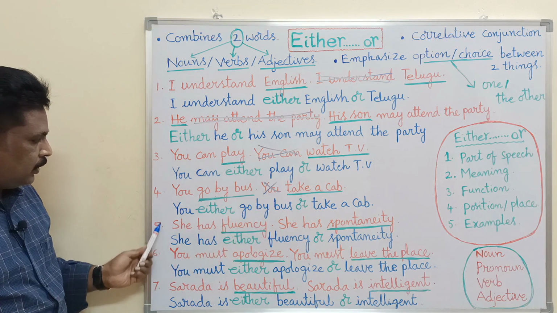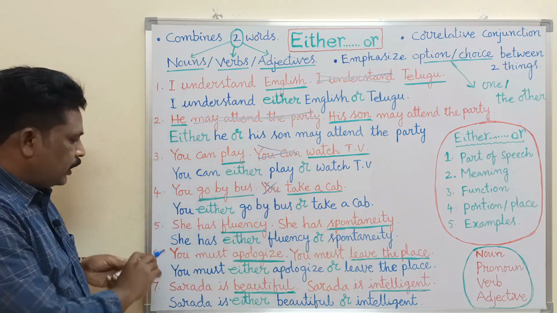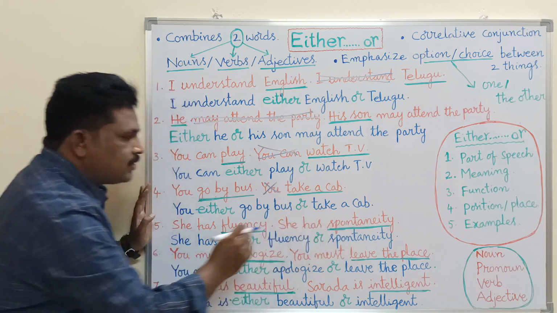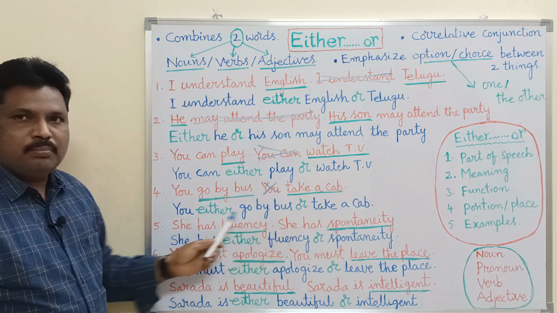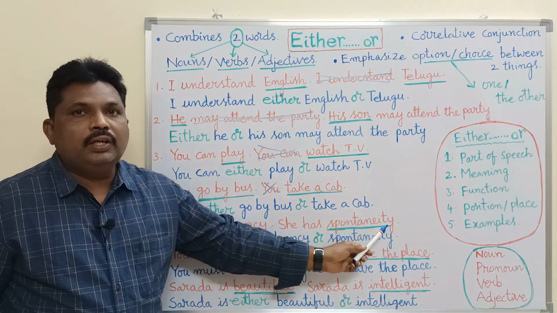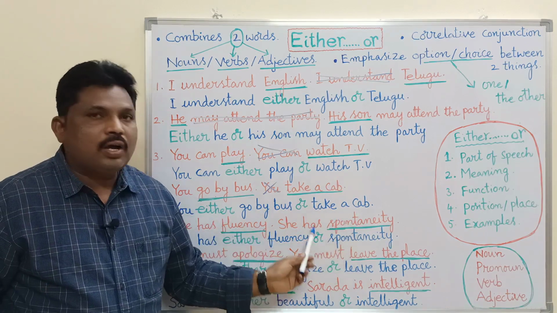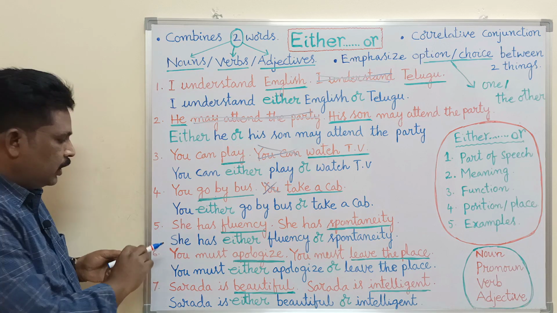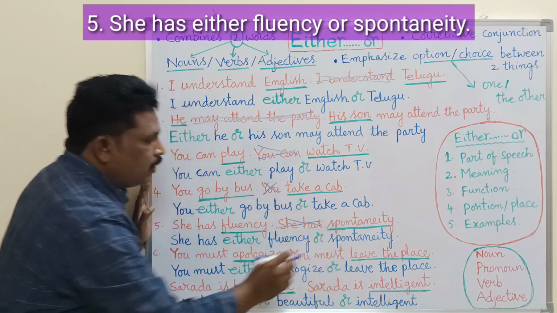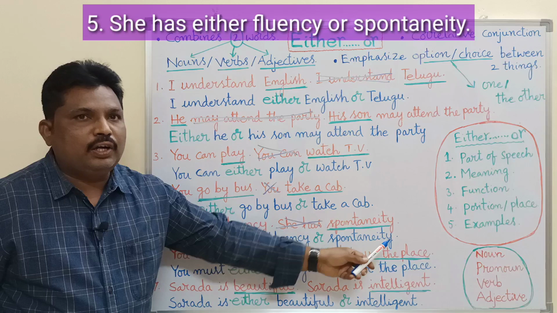Look at the fifth example. She has fluency. She has spontaneity. Again, we have two similar expressions, "she has", but fluency is different and spontaneity is different. So before fluency use either, before spontaneity use or. We take the first subject: she has either fluency or spontaneity.